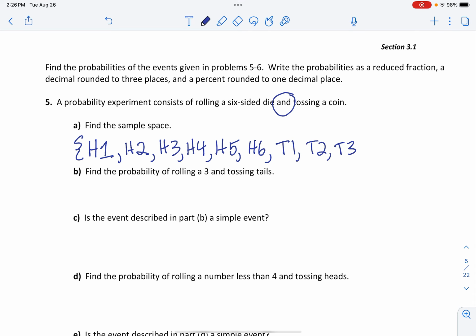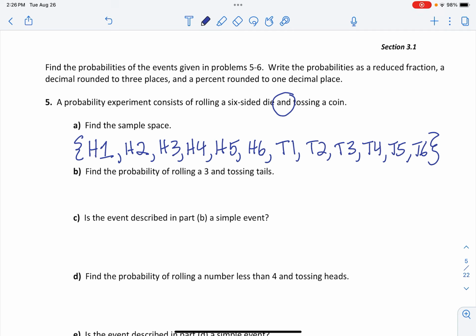Okay, so there's a way I can list all the outcomes. And now I've got them all, right? There's no other outcome when I roll those or toss those 2 objects. One of those 12 things is going to occur, and each one has the outcome of each of the objects in it, right? Like H1 has heads and a 1.